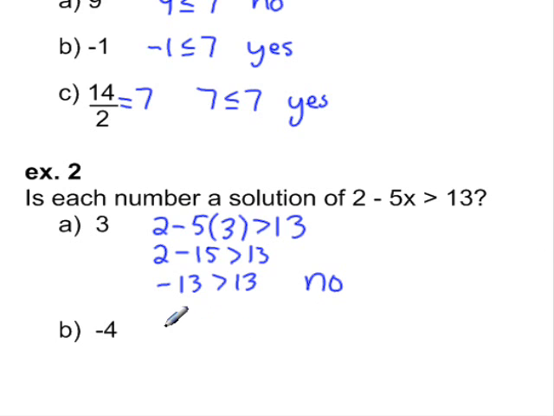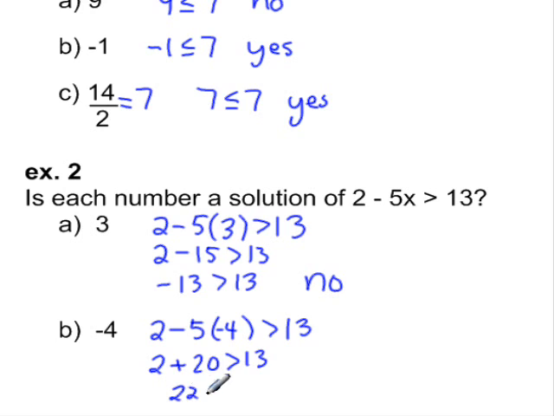For the B example, we have -4. So we'll do the same thing we did for our A example. Draw our parentheses, and then go back and plug in our -4 here. Let's multiply. -5 times -4 will be +20. And 2 plus 20 is 22. 22 is greater than 13, so -4 is a solution. It does work.